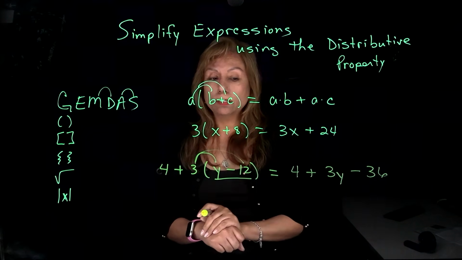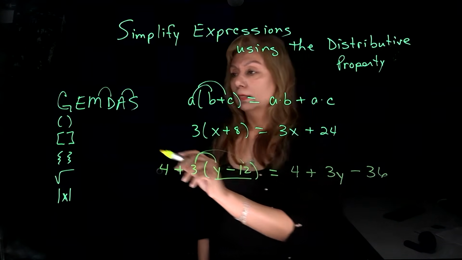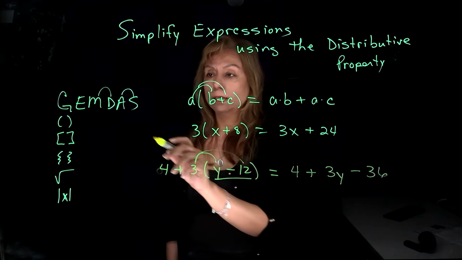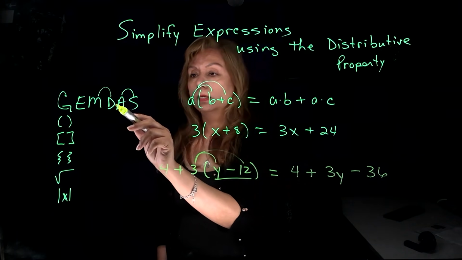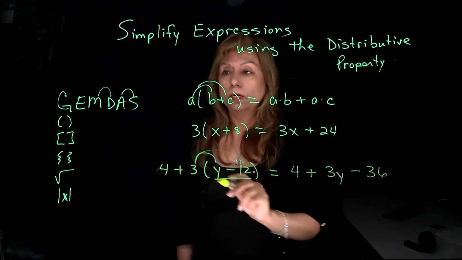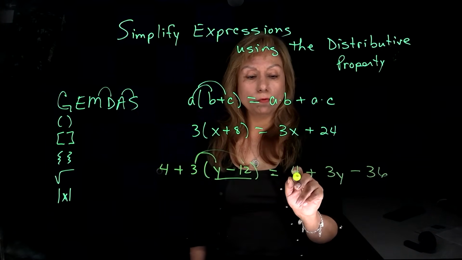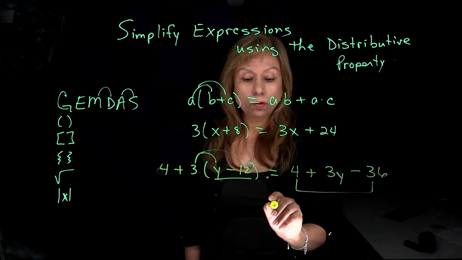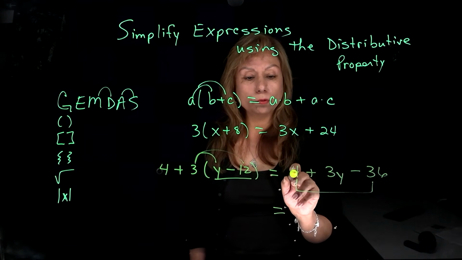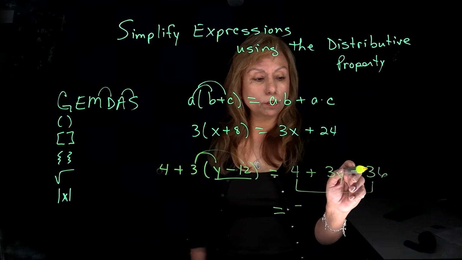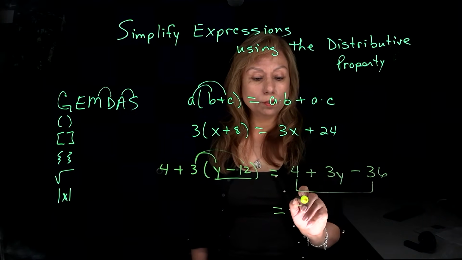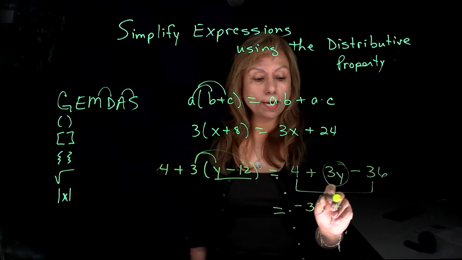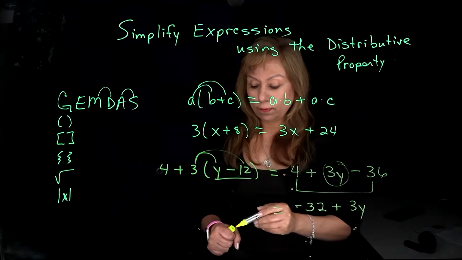Now we got rid of the parentheses, so now we're left with, after the grouping, we don't have any exponents. Multiplication, we did that. Division, no division. Addition. We have addition and subtraction go together. So we have a 4 and a negative 36. So these two are like terms. We can combine those. Remember our sign rules? Opposite signs, keep the sign of the larger number. 4 minus 36, negative 32, plus this 3y had no like term, so we bring that down.